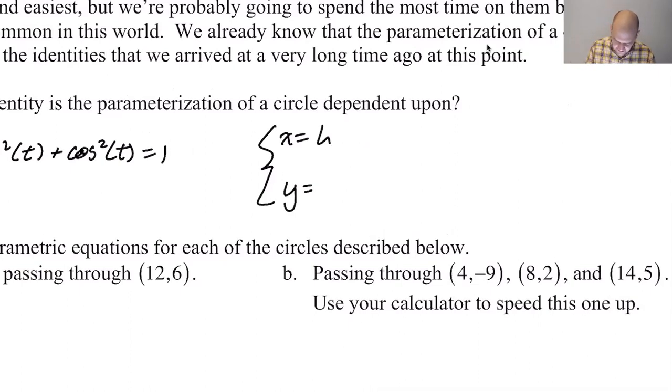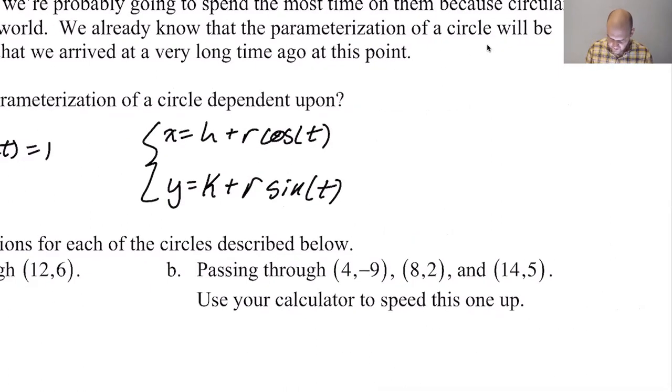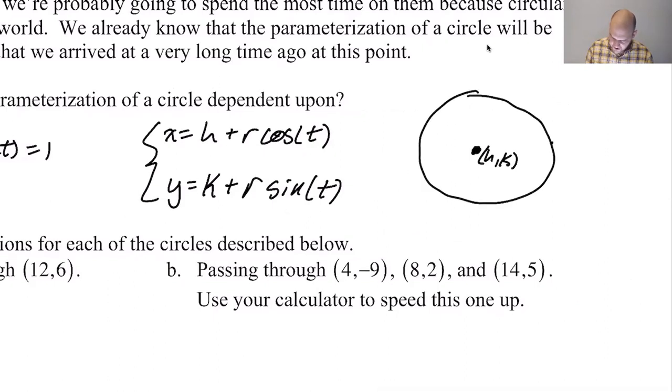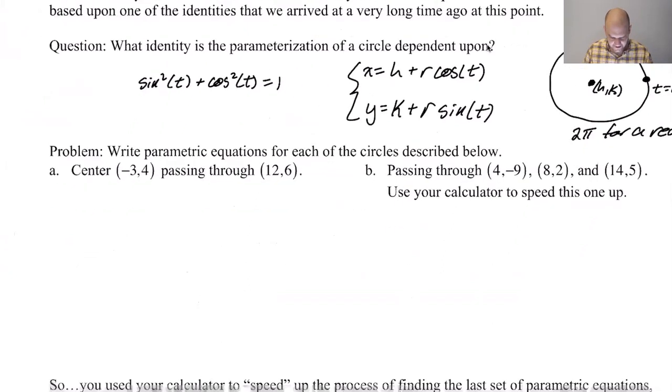So you're going to get your h plus r cosine or sine. It doesn't matter. It could be plus r, it could be minus r. We'll see as we go. This is just a simple template to get us started, and then we're going to have to think more about it as we go. If this is what we have, then here's your (h, k), and then your circle. And then you're going to start here at t equals 0, and you're going to go this way. It takes 2 pi for a revolution. So to go all the way around, it's going to take you 2 pi. So let's see if we can do something related to that with these.